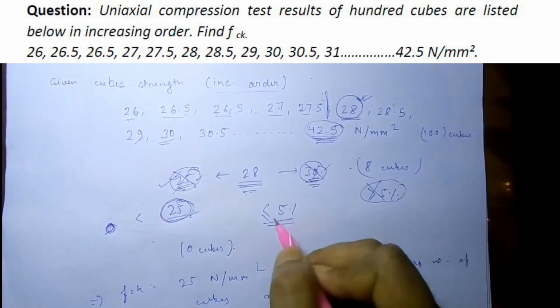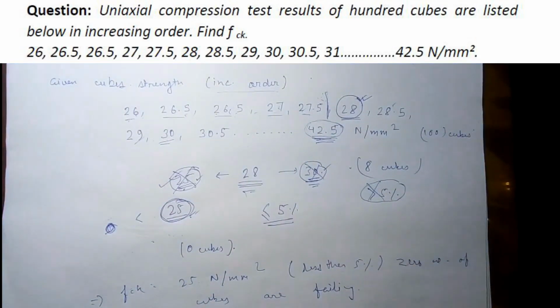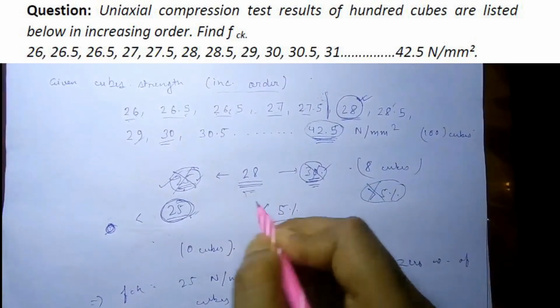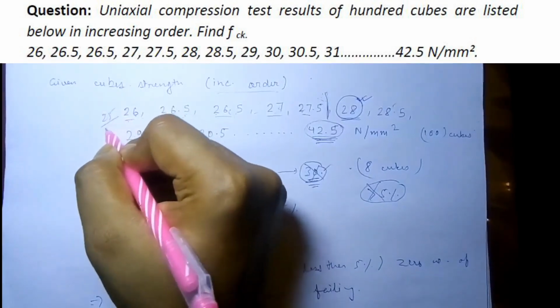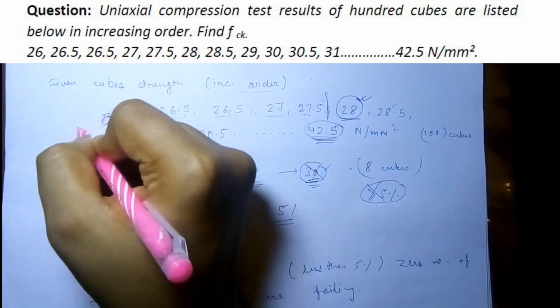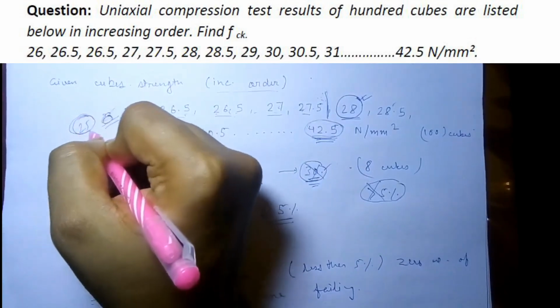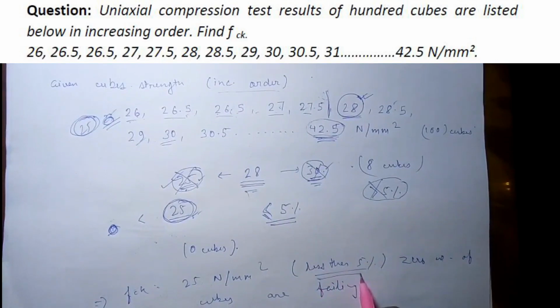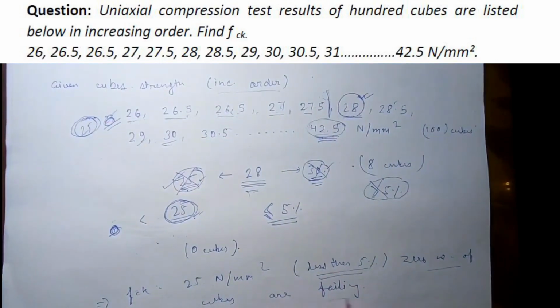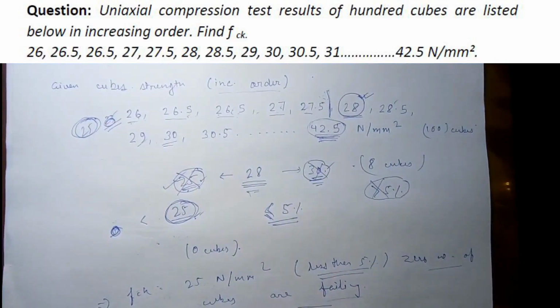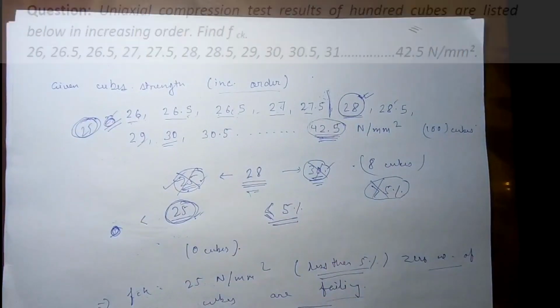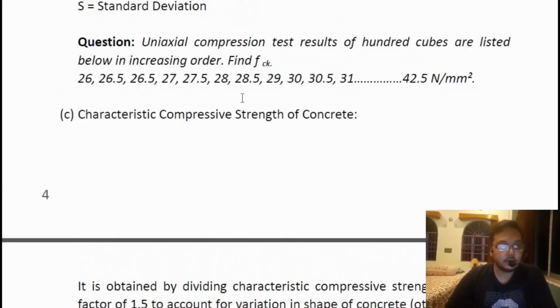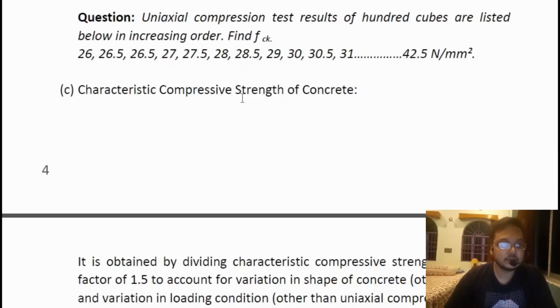30 will be higher, that is greater than 5. And if I take 25 Newton per mm square, which is actually not present in the list, so I will take up that particular 25 hypothetically, and I will say that below this less than 5% strength, 0 number of cubes are actually failing amongst all of the cubes. I hope everything is clear with that particular problem. If you are facing any kind of doubt, please do not hesitate to write in the comment section.